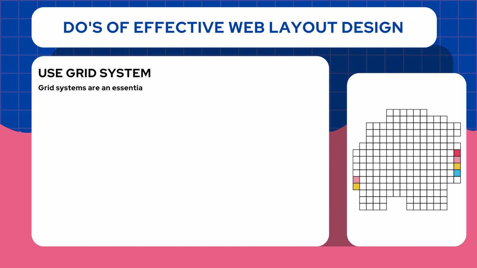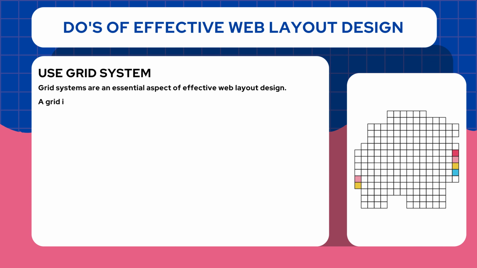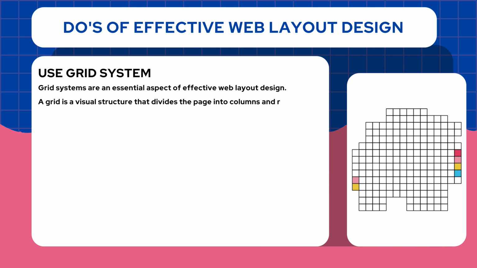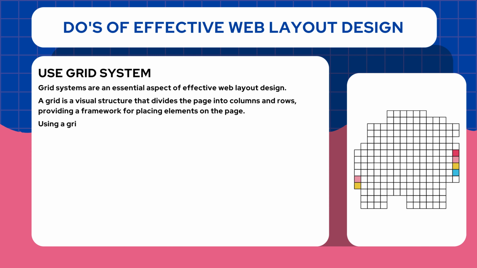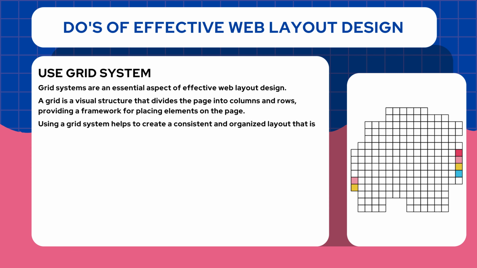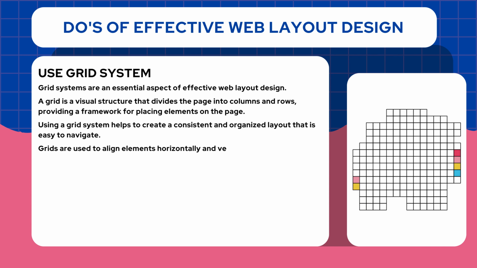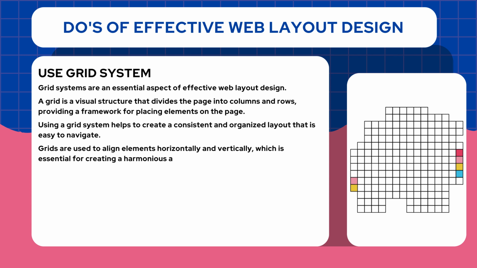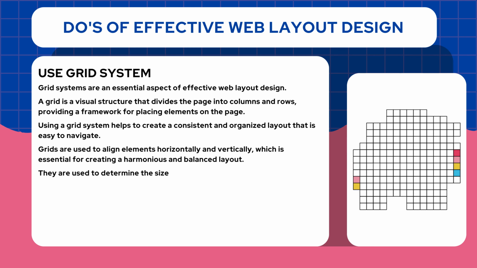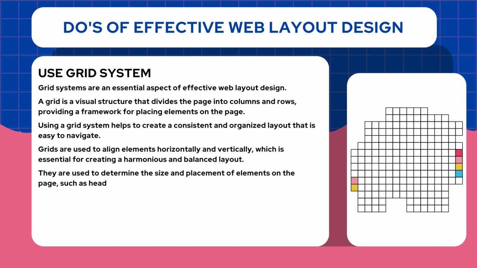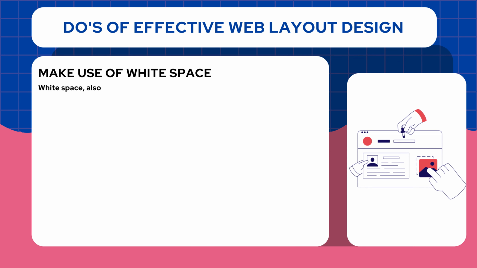Use grid system. Grid systems are an essential aspect of effective web layout design. A grid is a visual structure that divides the page into columns and rows, providing a framework for placing elements on the page. Using a grid system helps to create a consistent and organized layout that is easy to navigate. Grids are used to align elements horizontally and vertically, which is essential for creating a harmonious and balanced layout. They are used to determine the size and placement of elements on the page, such as headings, text, images, and buttons.